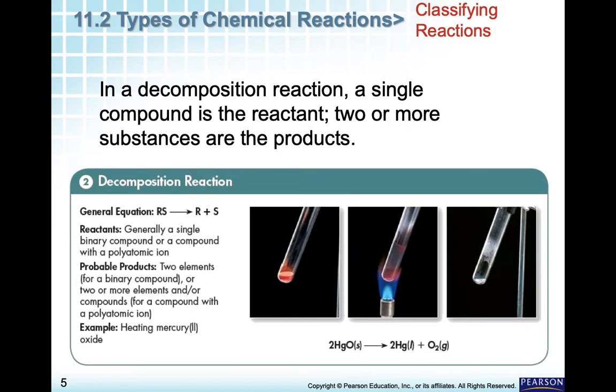Decomposition is basically the reverse of a combination or synthesis reaction. We have one reactant that will break into 2 smaller pieces, and those could be compounds or elements. In this case, it's 2 elements. We have mercury(II) oxide that is decomposing into mercury liquid, which is a metal, and that's why it looks kind of shiny there, plus oxygen gas. If you have only one reactant, there's no other reaction it can be. It must be a decomposition reaction.